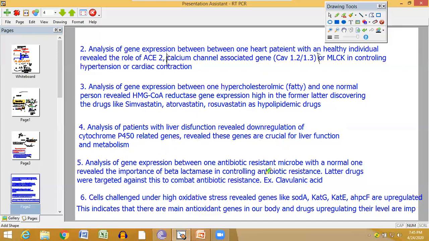Then antibiotic resistance. When we culture an antibiotic resistant bacteria and a non-antibiotic resistant bacteria, and compare their cellular expression of genes, you will see that the beta lactamase gene in antibiotic resistant bacteria is higher. So what do you understand from that? You understand that in the antibiotic resistance mechanism, there is a crucial role of beta lactamase. Why? Because this beta lactamase gene cleaves the beta lactam antibiotics.